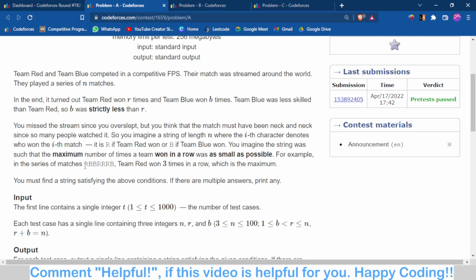For example, in this particular string there is R, then 2 times B, then 3 times R. So R is winning 3 times in a row. The maximum is 3 times in a row. So we have to minimize this maximum so that it is as small as possible. The number of times a team wins continuously in a row should be the minimum possible, right?